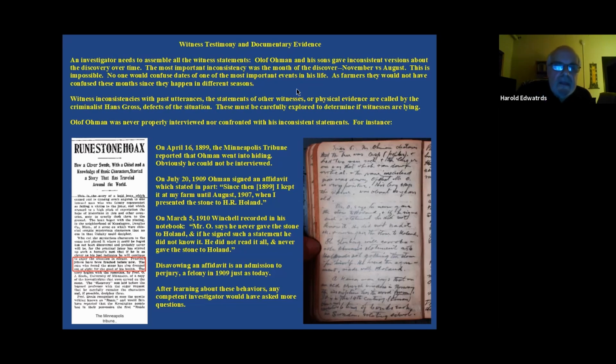In 1910, Winchell had asked Oman about this affidavit he signed in 1909. The affidavit says, "Since then I kept it at my farm until August 1907 when I presented the stone to H.R. Holland." He's talking about the stone, which he gave to Holland in August. He told Winchell, Mr. Oman says he never gave the stone to Holland, and if he signed such a statement, he did not know it, he did not read it at all, and he never gave the stone to Holland.